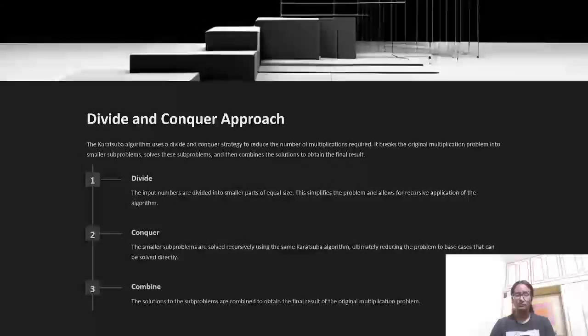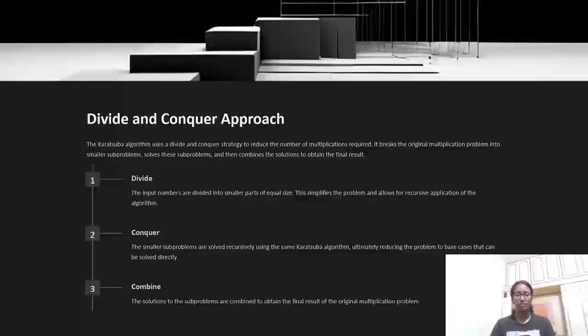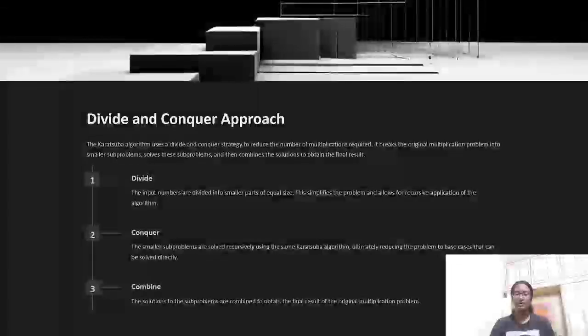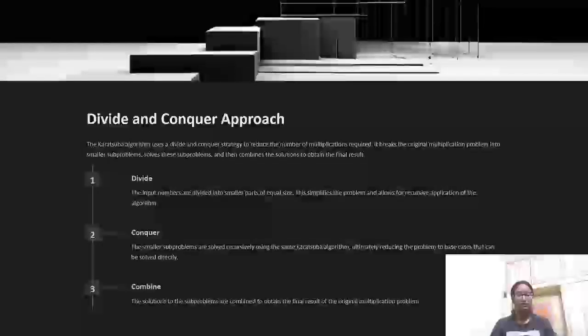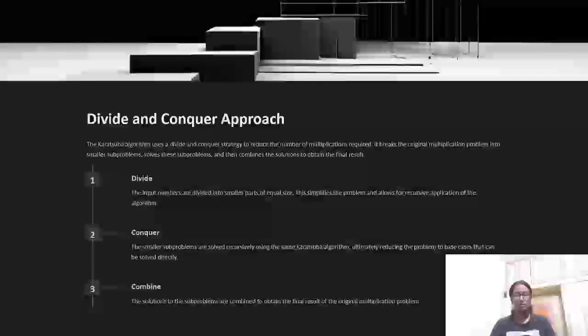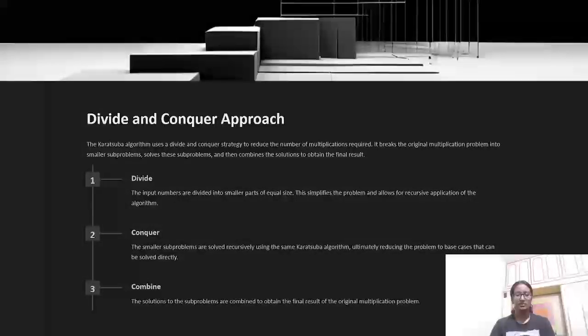First step, divide. The input numbers are divided into smaller parts of equal size. This simplifies the problem and allows for recursive application of the algorithm. Second, conquer. The smaller subproblems are solved recursively using the same Karatsuba algorithm, ultimately reducing the problem to base cases that can be solved directly. Third, combine. The solutions to the subproblems are combined to obtain the final result of the original multiplication problem.